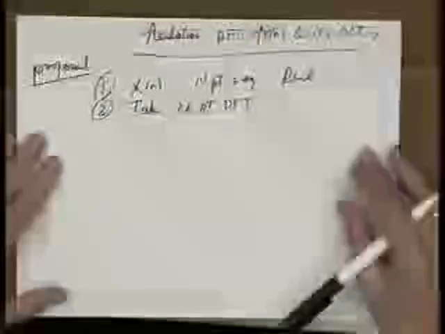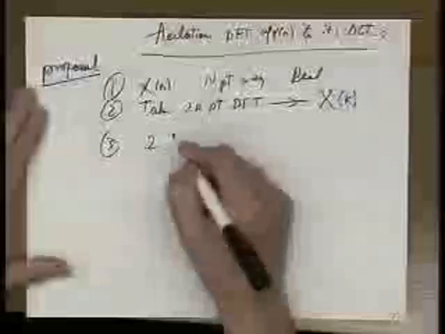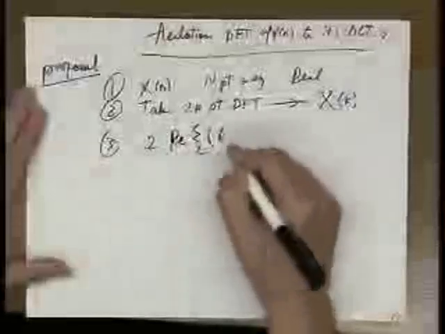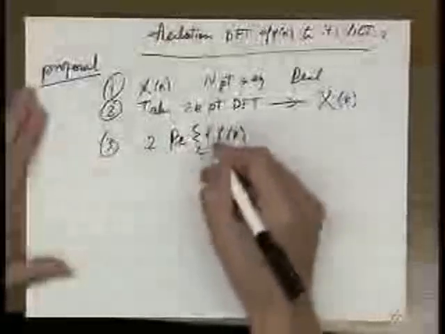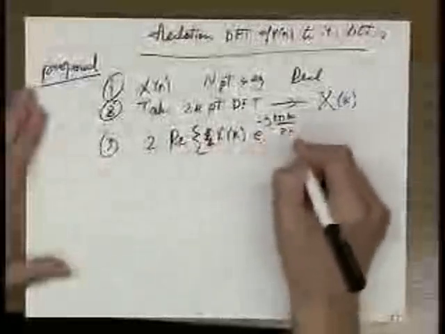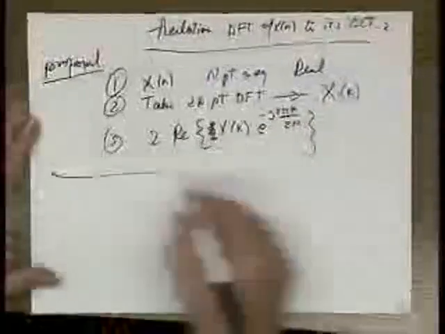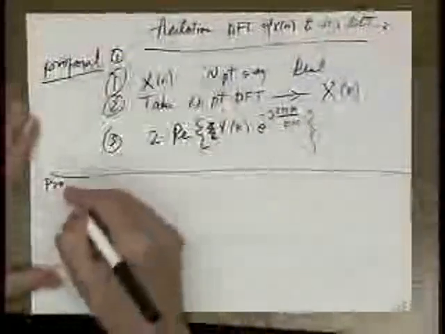Okay. All right, so here's the proposal. You start with an N-point sequence, you take a 2N-point DFT of it, and you get a new X of k. And then you take twice the real part of X of k times e to the minus j 2 pi k over 2N. So that's one way of doing it. That's proposal 1. I'll prove that next time.